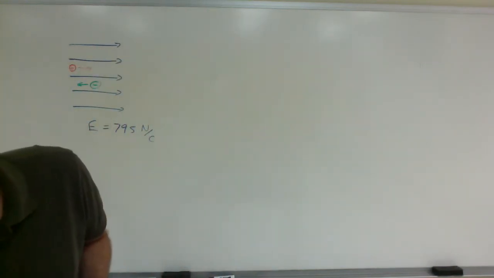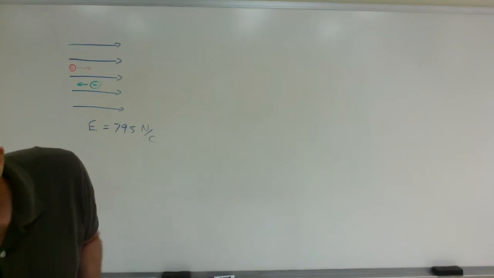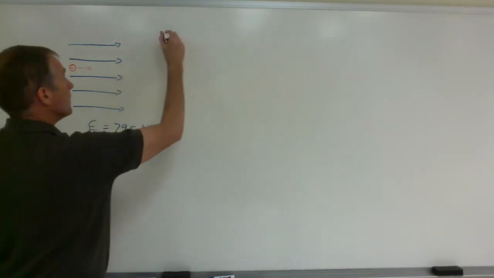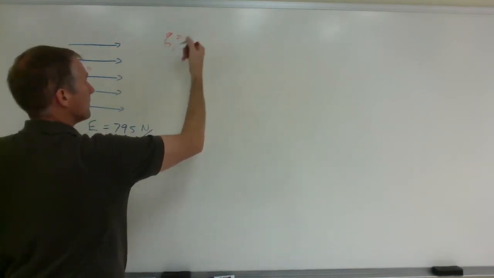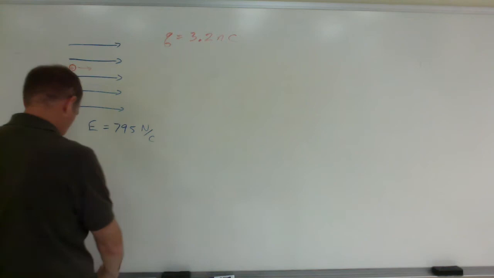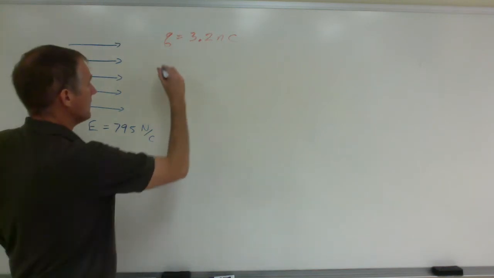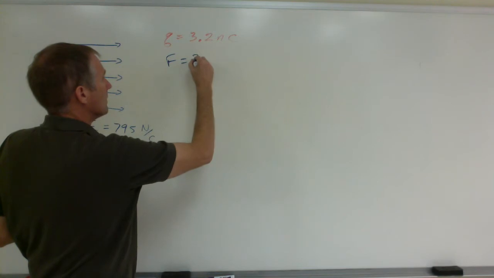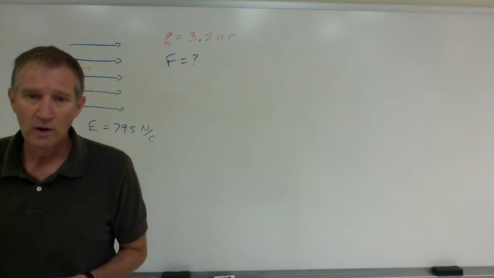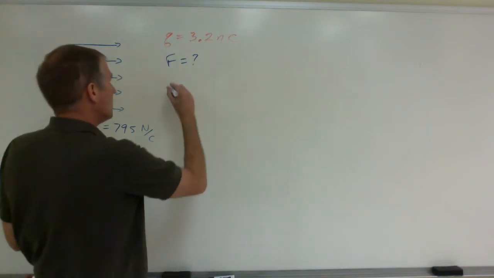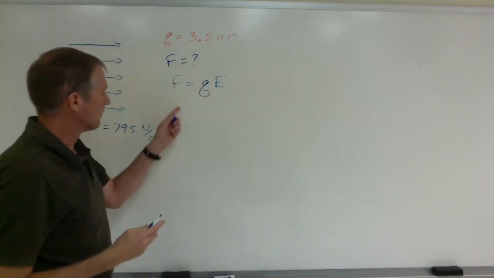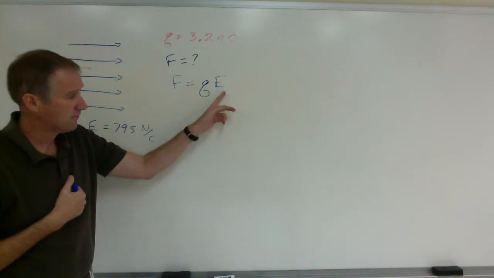So in this question, I'm going to say that the charge has a value of 3.2 nanocoulombs, right? And it's going to be positive. So Q, I have to get a new marker, 3.2 nanocoulombs. And all I want to do is calculate the magnitude of the force acting on that charge, and what is the direction. Well, F equals Q times E. Electric force equals the charge times the field.